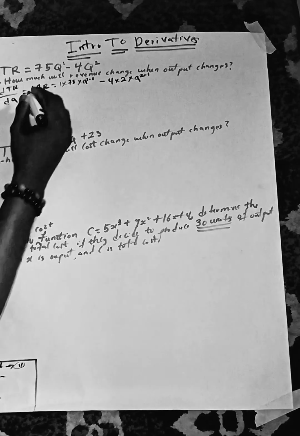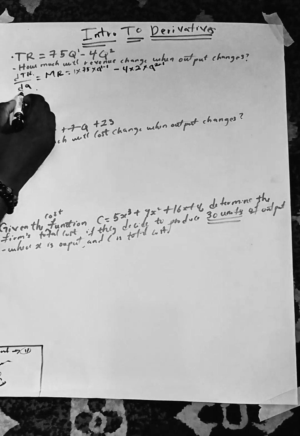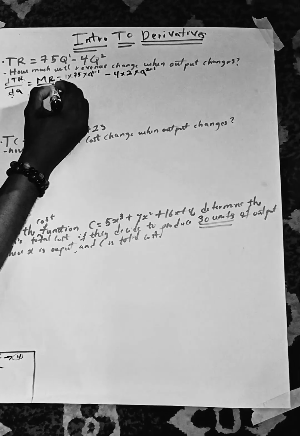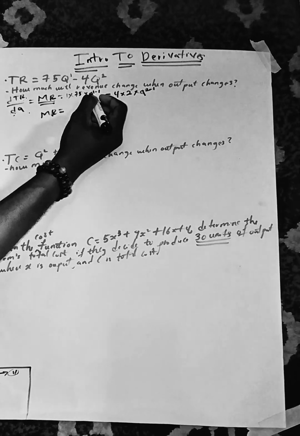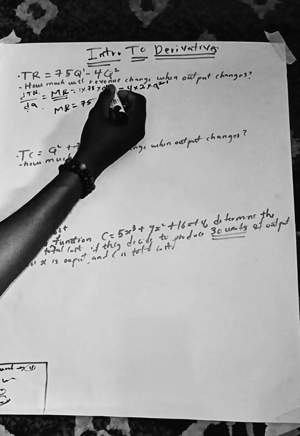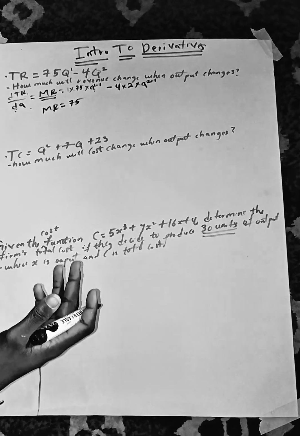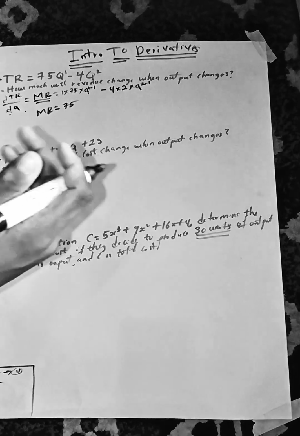Very simple. So your change in total revenue with respect to a change in output, or your marginal revenue, is equal to 75 times 1, which is just 75, and then Q raised to the power 1 minus 1, or Q raised to the power 0. Anything raised to the power 0 is 1.